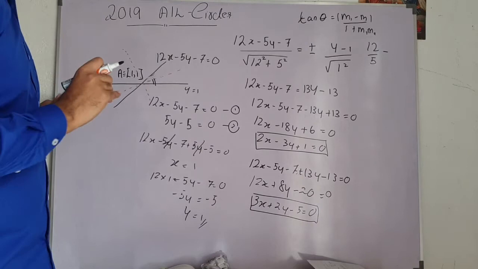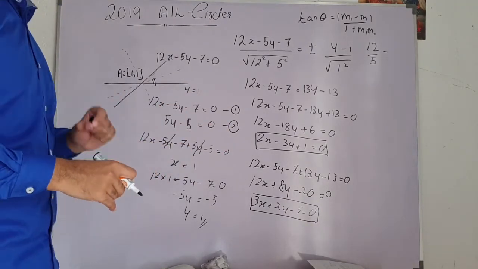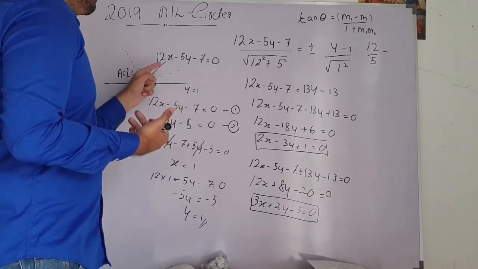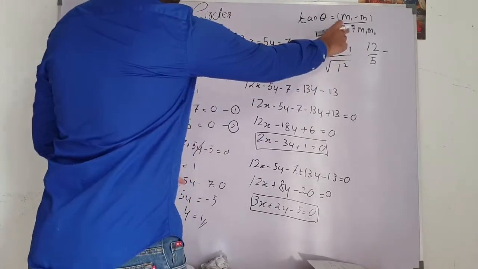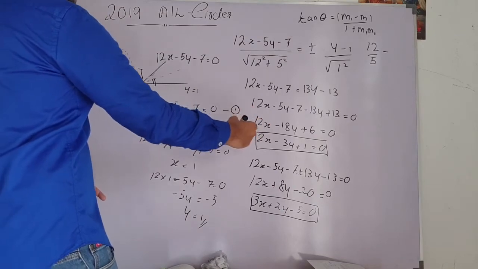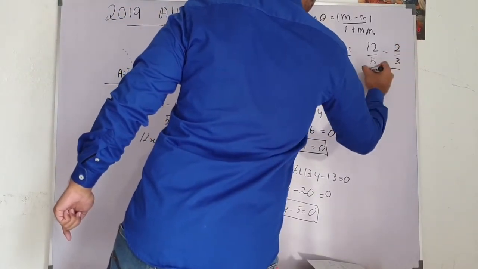This is a paper discussion. You can do the easy way in the exam, but this is going to be a complex way in order for you to understand what happens. So 12 by 5 we take as the gradient, and minus, therefore you have a gradient there, so 3y, and this is going to be 2 over 3.